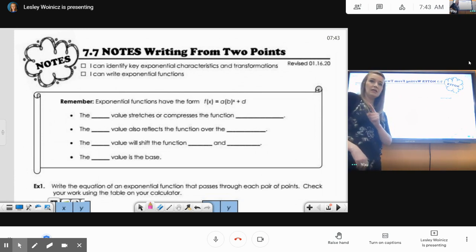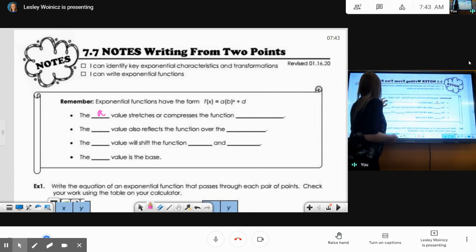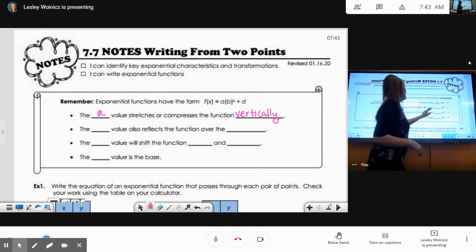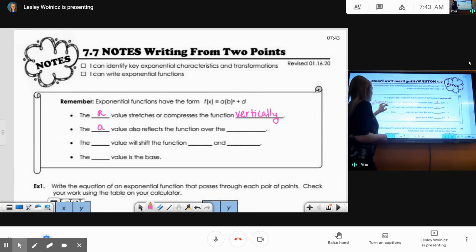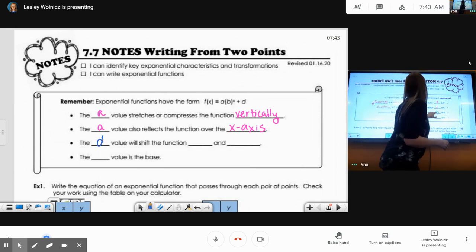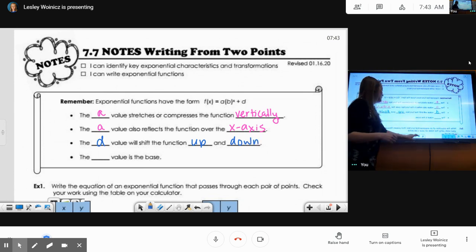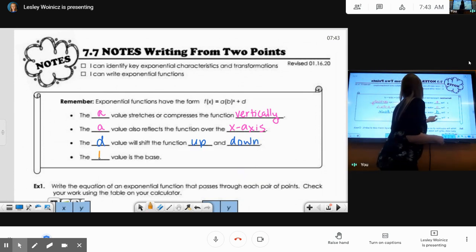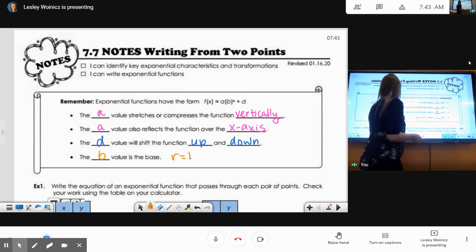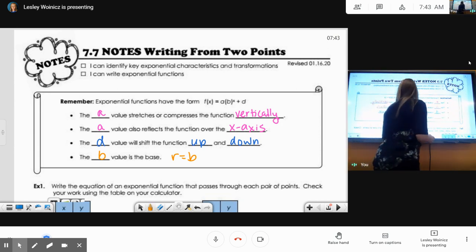So we need to remember that the a value is going to stretch or compress our function vertically. Okay, the a is also going to reflect our function over the x-axis. Okay, our d is going to shift the function up and down. Okay, and the b is the base, and we can find the b by finding the common ratio, our multiplying pattern. Okay, so here's how this works.